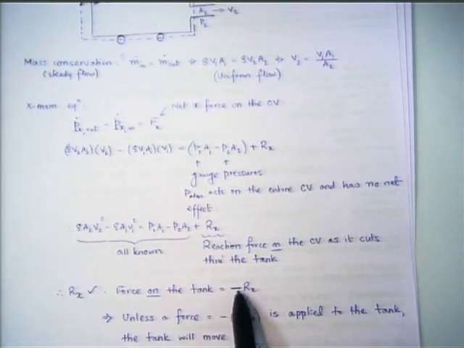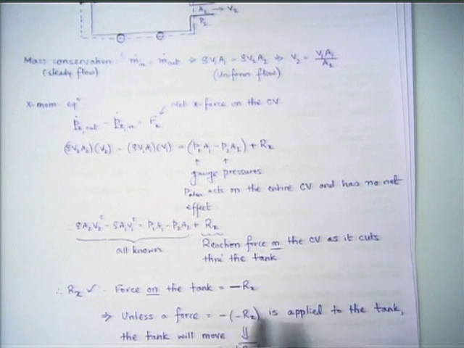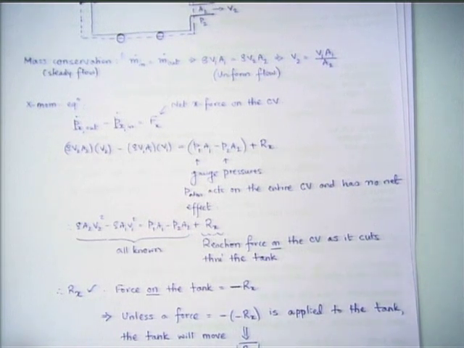Now, with this minus Rx acting on the tank, unless you restrain it, the tank is going to accelerate in either the positive x or negative x direction. So in order for the tank to be stationary, you basically have to provide the negative of negative Rx externally yourself, let us say, on the tank, and that's what you want.